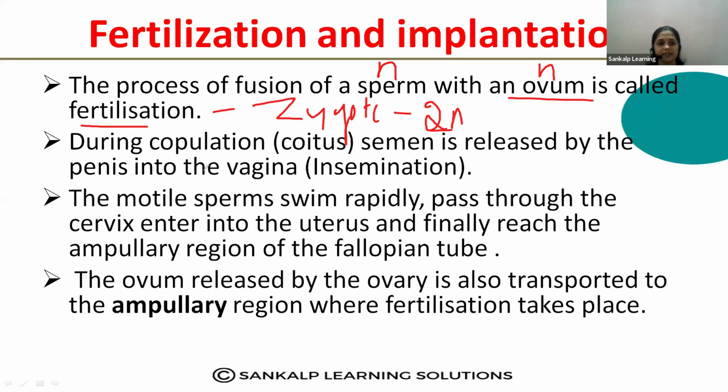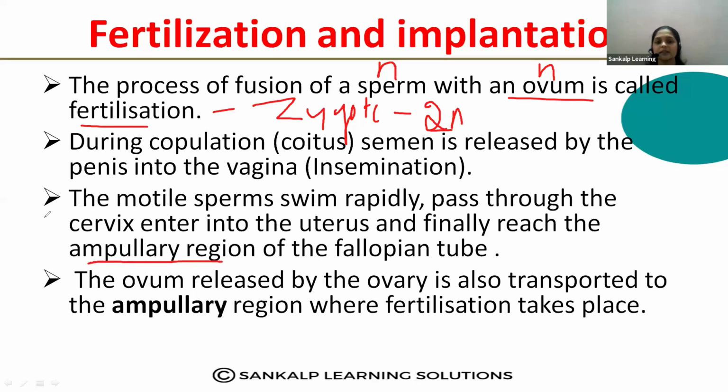So when does fertilization occur? When copulation occurs. Copulation means the semen, which contains the sperm, is released into the vagina. Then the fertilization takes place. At which place does the fertilization take place? The sperms swim inside the uterus, pass into the oviduct, and reach the oviduct region, especially the ampullary region.